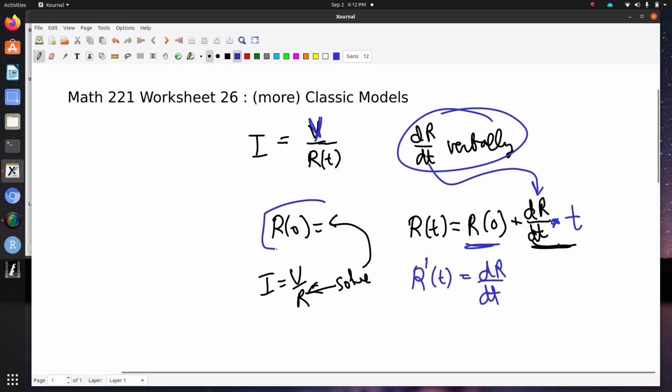You need to be aware of what the original resistance is, and dr/dt you're going to get verbally, and so you're going to figure out how to merge all this together. So that's my clue for that one. So hopefully that clue is enough.